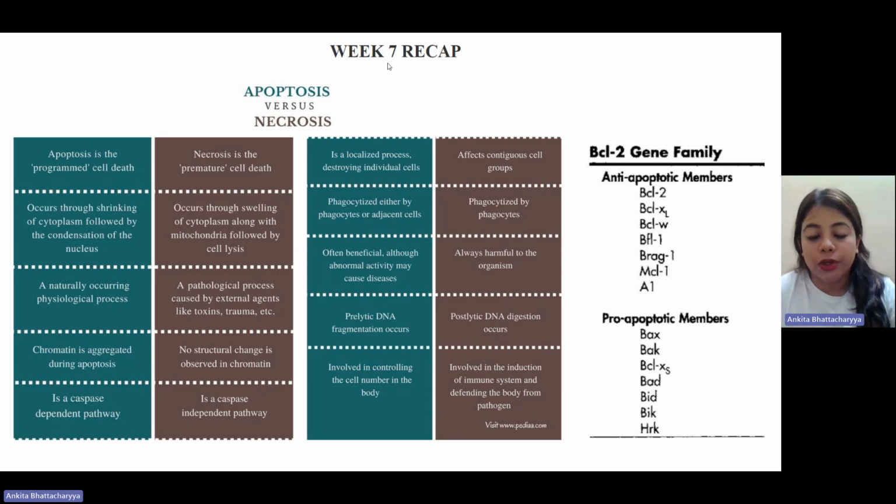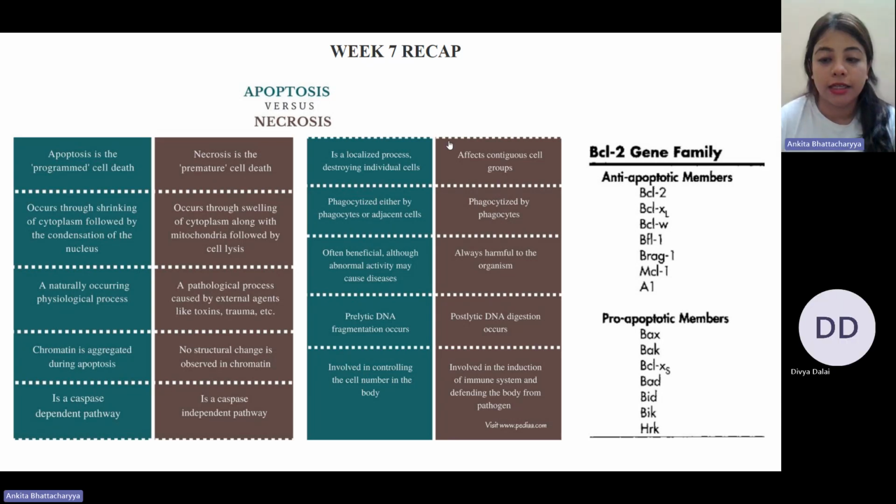So these are the anti-apoptotic members, and we have pro-apoptotic members, which are pro-death or pro-apoptosis, supporting apoptosis, and that includes BAX, BAC, BCLXS, BAD, BID, BIC, as well as HRK. So there is an entire family of proteins broadly classified into anti-apoptotic, pro-apoptotic, and BH3 only proteins, which are all together mediating this entire phenomenon of apoptosis within the cell in a very programmed manner.